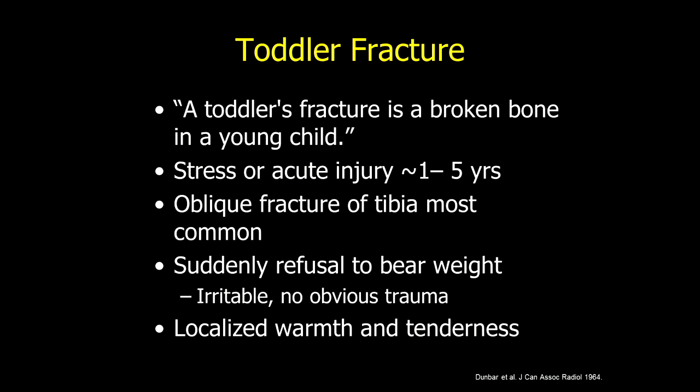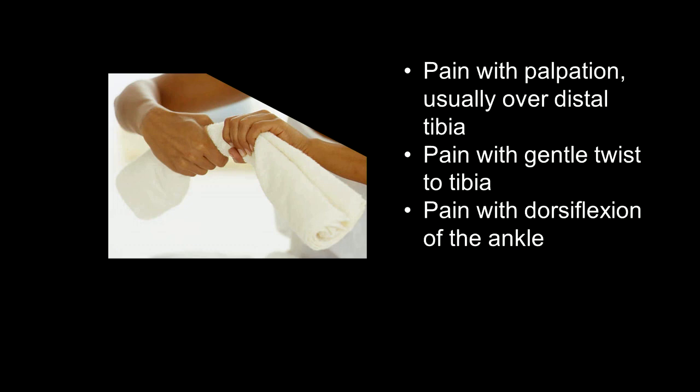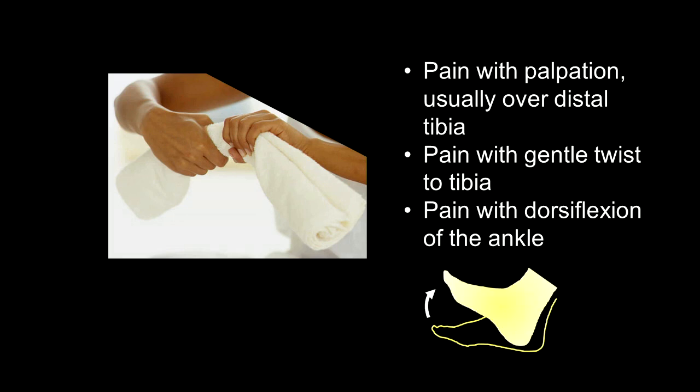Children may present with a sudden refusal to bear weight. They may be irritable, more irritable than normal, and there may not be an obvious trauma or a known traumatic event. The bone may be locally warm and tender. On clinical examination, one way to determine if there is a toddler fracture is to very gently twist the affected bone, and this will elicit pain, similarly to twisting a towel. Also, pain may be elicited with a gentle dorsiflexion of the ankle. This too is a sign of a toddler fracture.